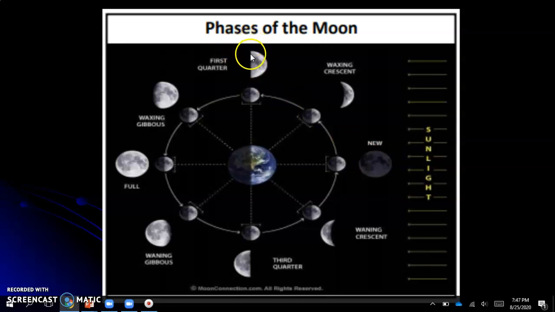First quarter is when we see half of it. Full moon is when you can see the whole moon. And then third quarter is again when you can see kind of the left half of the moon. You don't really need to know the moon phases. I'm not going to ask you about the phases of the moon. What I am going to ask you about is how the moon affects the tides.